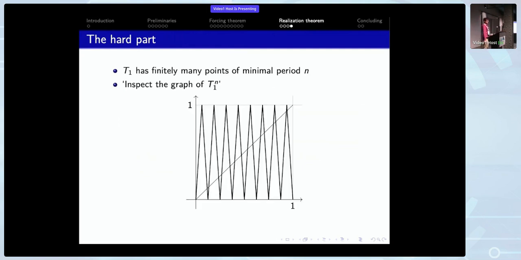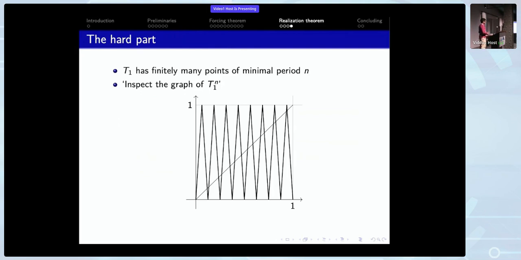The reason it's hard is because the proof on paper is: inspect the graph. That's all you get on paper. So there's the graph. I invite you to inspect it and see why the thing is true. And hopefully, a couple of people might be realizing why it is true. That's because the line I've drawn through the middle here is the graph of f of x equals x. And every point of minimal period n must be a fixed point of f to the n, and there are finitely many of those. But we still need to prove this.